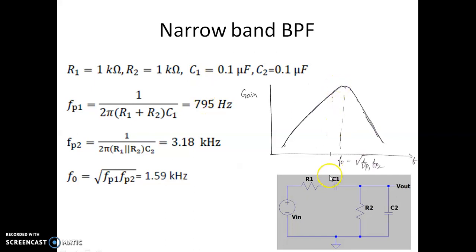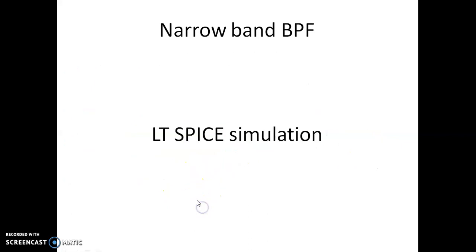Effectively we want to get the center frequency of this band pass filter, which is the square root of FP1 into FP2. It is root of FP1 FP2, which happens to be exactly 1.59 kilohertz. Suppose you select these values R as 1K and C1, C2 as 0.1 microfarad, we will end up with a frequency response which is narrower with maximum gain at 1.59 kilohertz. So we'll go to LTspice and try to do the simulation.